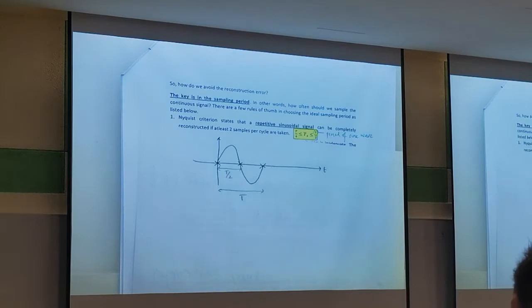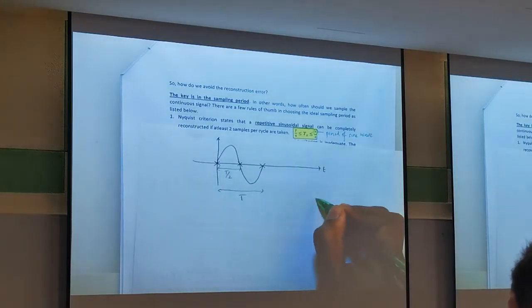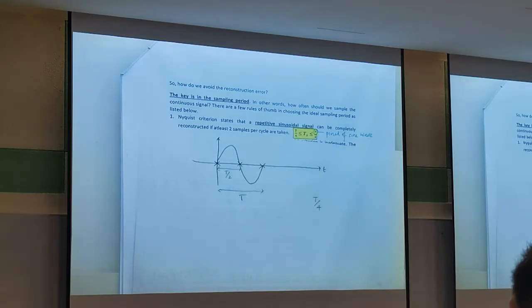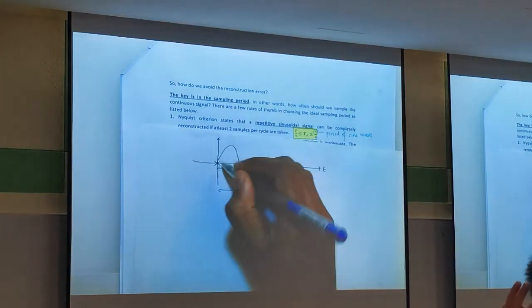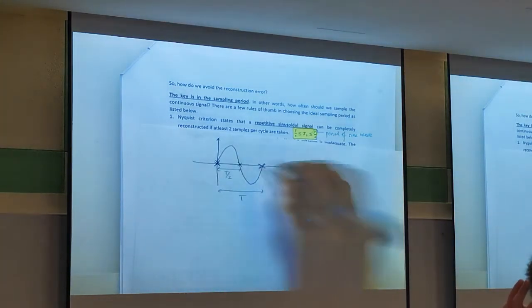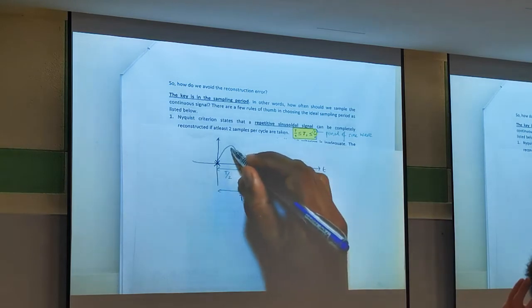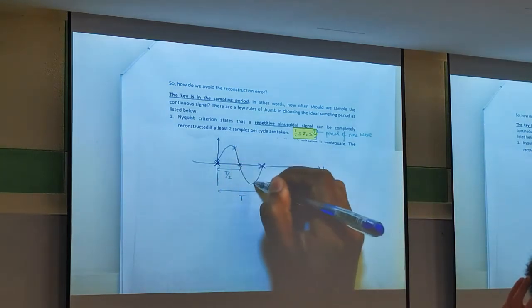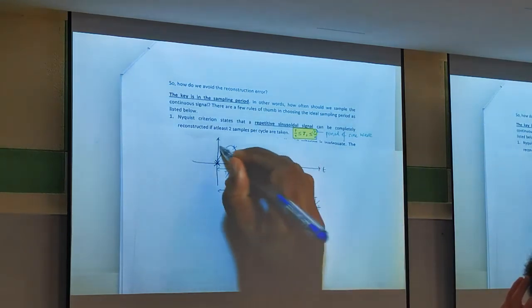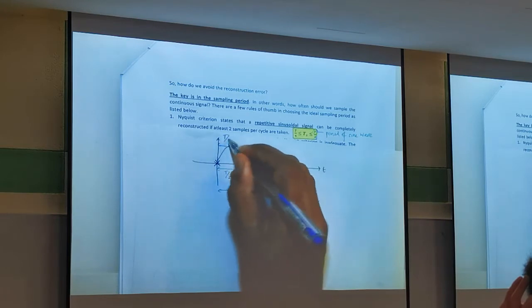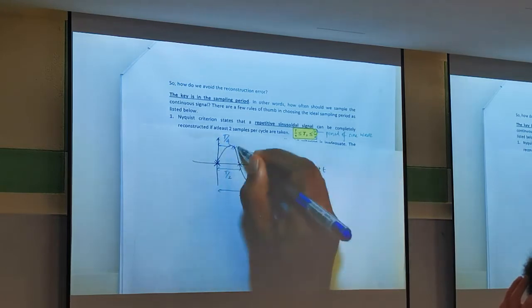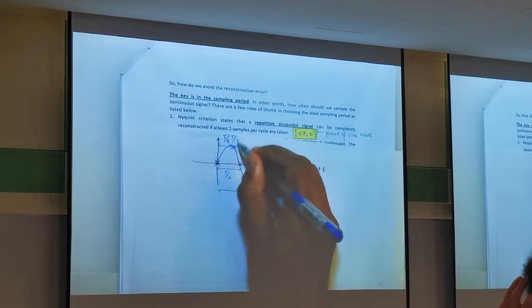So what's the next thing that I can do? 1/4. So if 1/4, where will my points be? There, middle, in between. Actually, I still have the first and the last. Then in between, I'm going to have something here, another one here. So everything is T over 4.